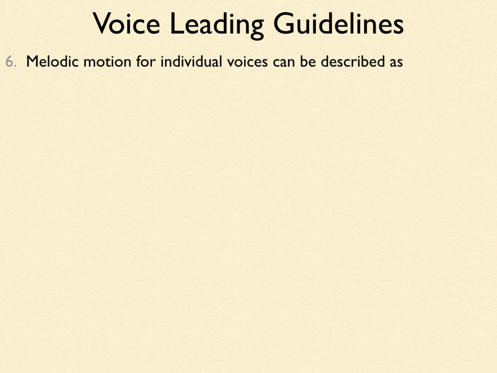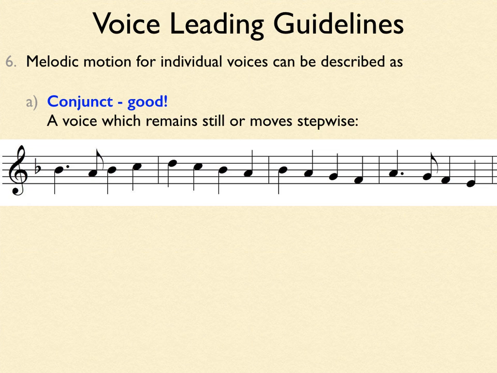Melodic motion for individual voices can also be described as conjunct. That's pretty good. That's a voice which remains still or moves stepwise. So again, this is the thing that I want you guys to do based on the similar rule that I described in the previous slide. If you don't have to move, then don't. But if you have to move, move by as little as possible. Stepwise is by far the most preferable.